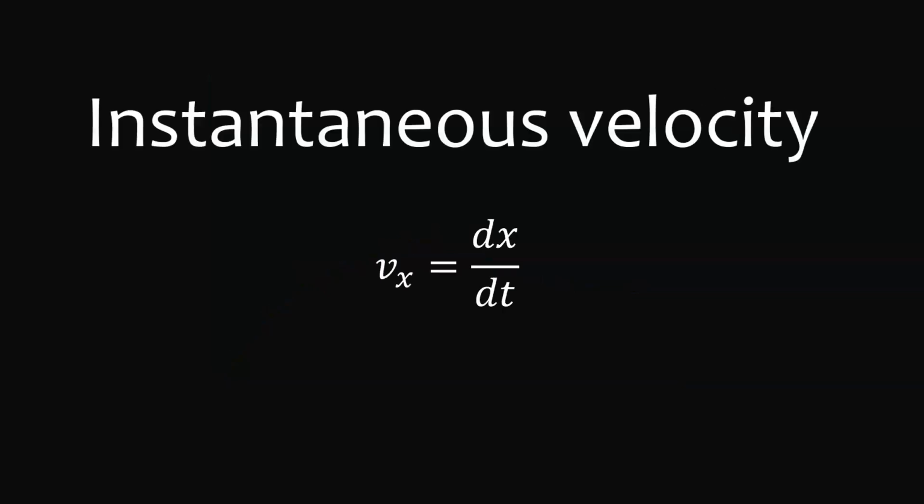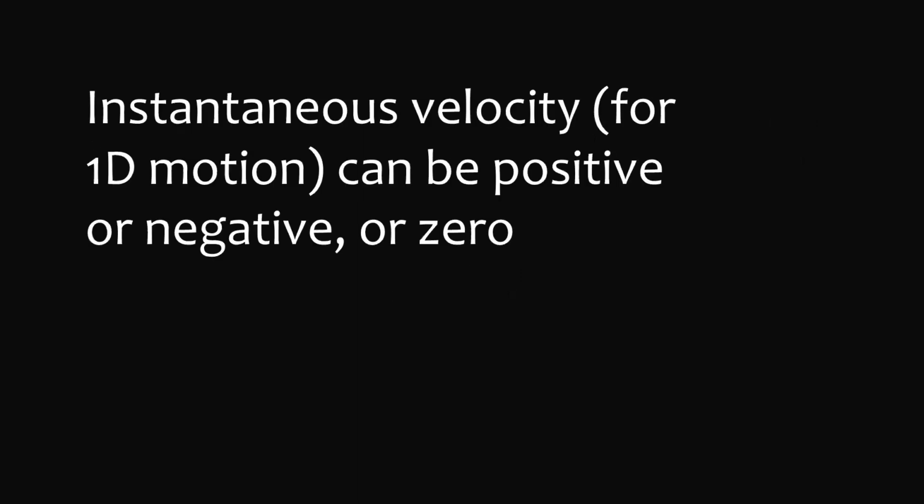So instantaneous velocity is the derivative of x with respect to t. But if you are dealing with y values, or if you're dealing with particles moving in a vertical motion, then use this formula: v sub y is equal to dy over dt. Instantaneous velocity can be positive, negative, or zero.